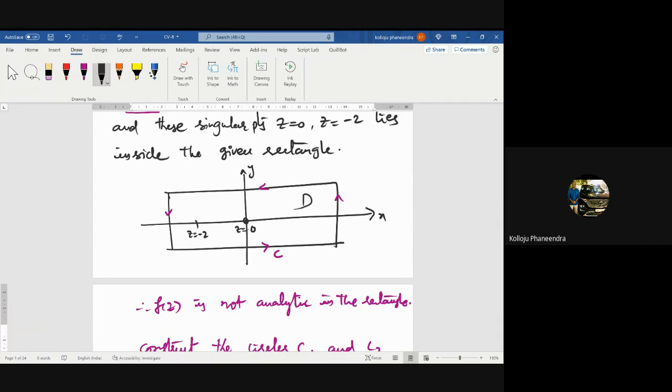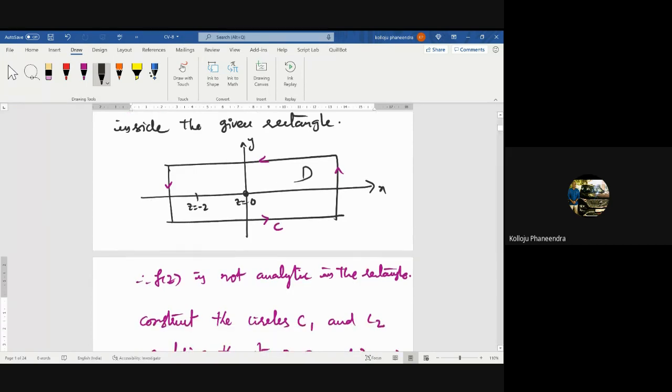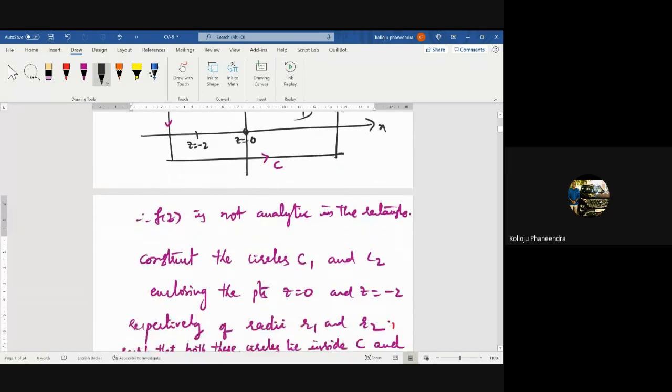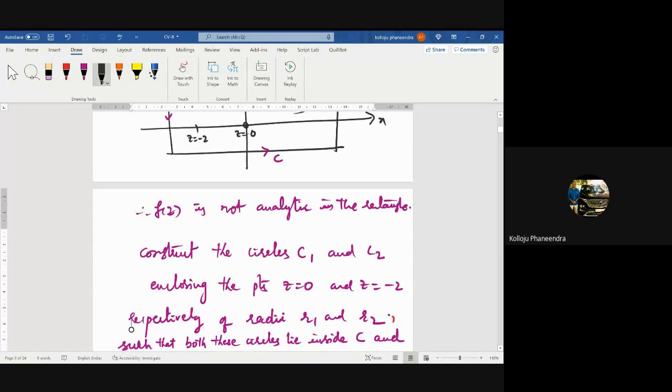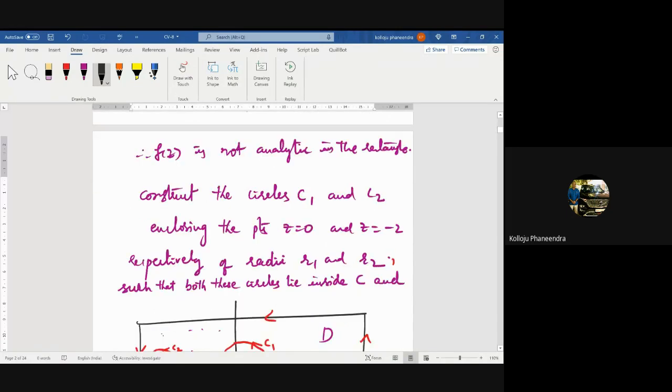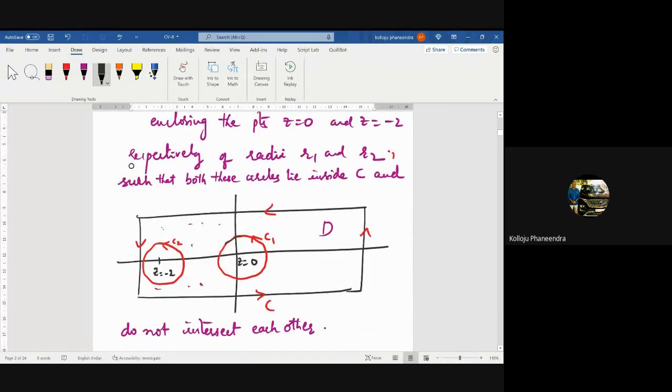I will tell that also. Okay. Now, f of z is not analytic inside the rectangle. Hence, what we have to do to apply the extension theorem, at these singularities z equal to 0 and z equal to -2, construct two circles. One is C1 and another one C2 with the center 0 and -2 of some arbitrary radius, such that these two circles lie inside the rectangle, and they do not intersect each other.